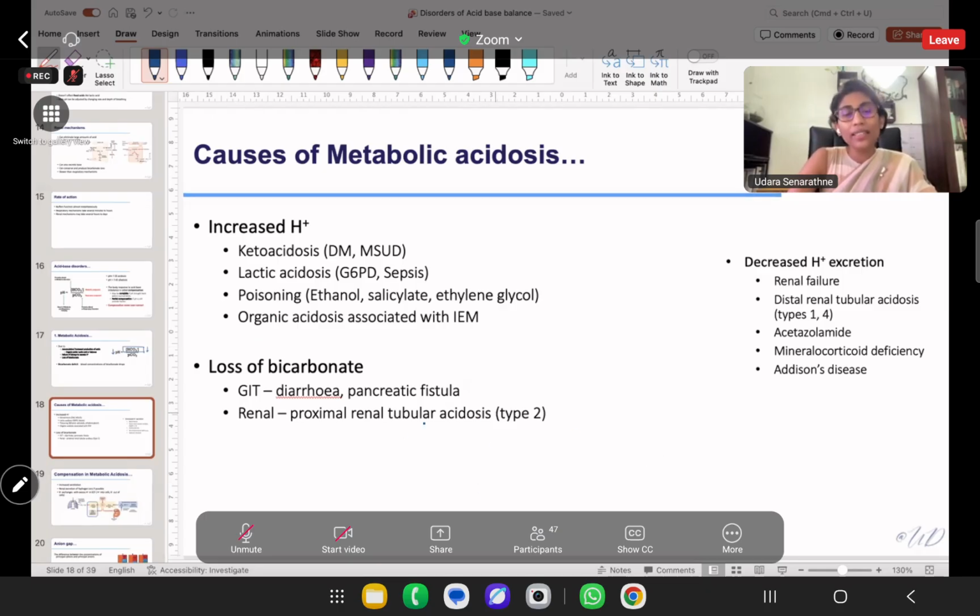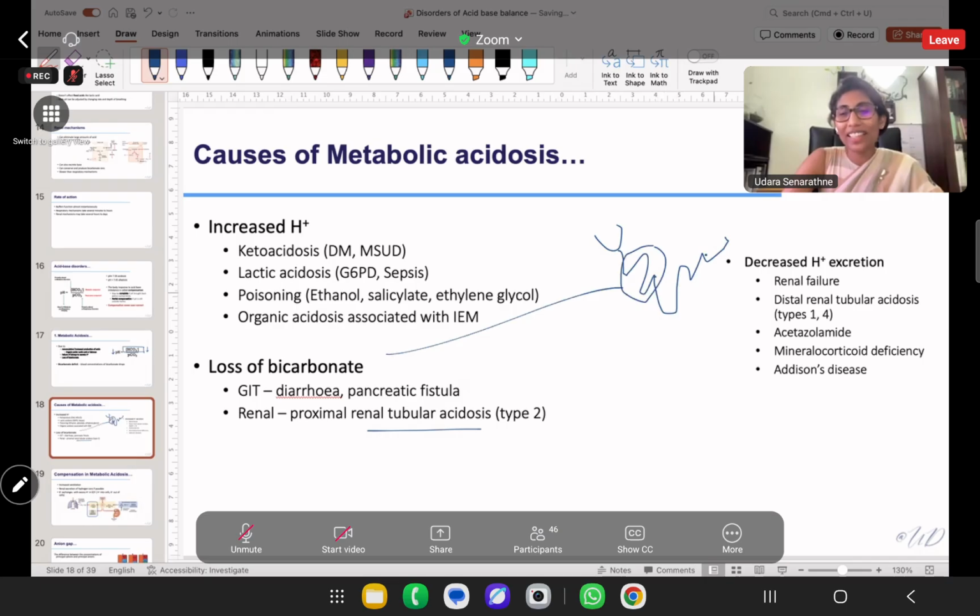And you can lose bicarbonate in diarrhea. Or there can be pancreatic fistula. Or in renal, type 2 RTA, proximal renal tubular acidosis. Why? In the glomerulus, the proximal tubule is the one that is going to reabsorb bicarbonate.